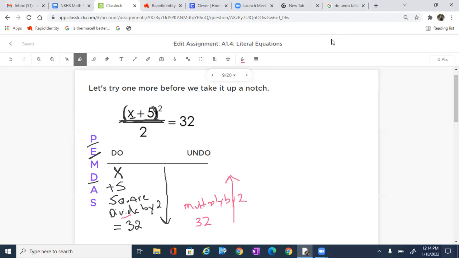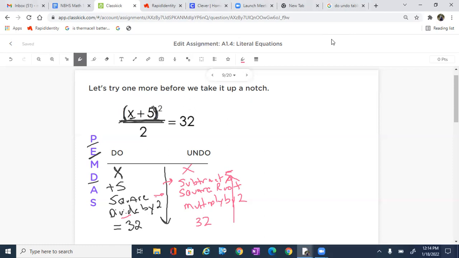Okay, and then after we multiply by 2, we are going to get rid of the square. Well, how do we get rid of the square? The inverse is the square root. And then how do we get rid of that positive 5? We are going to subtract 5. Okay, and that should give us our answer of x.